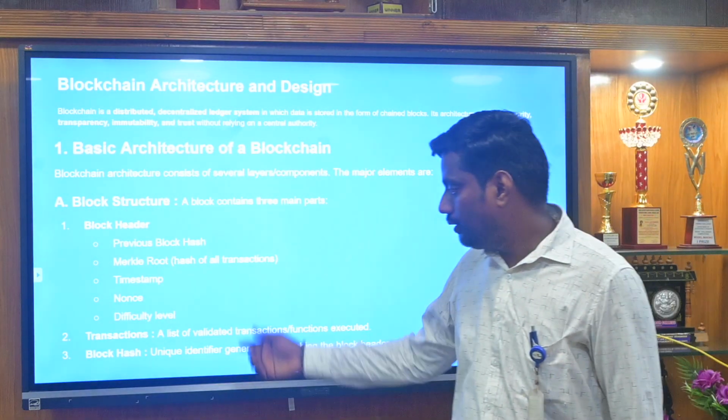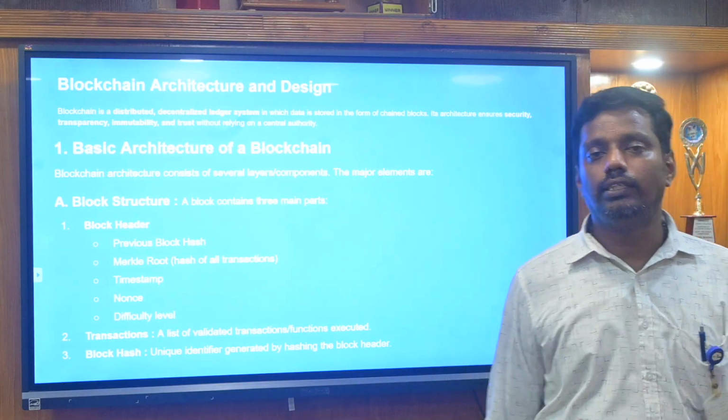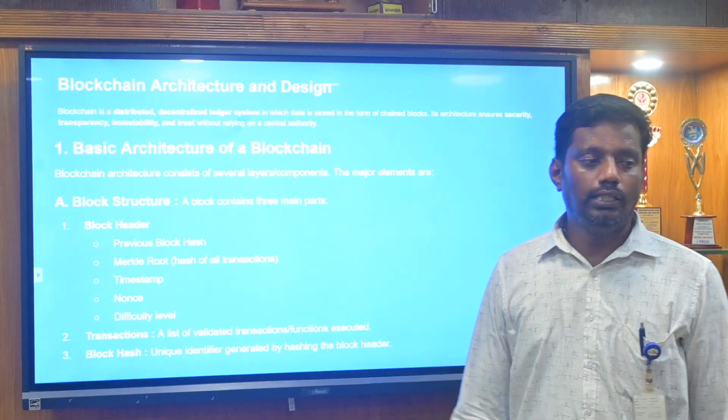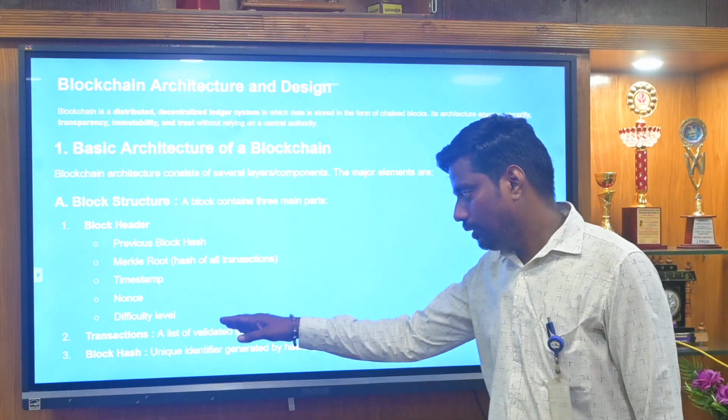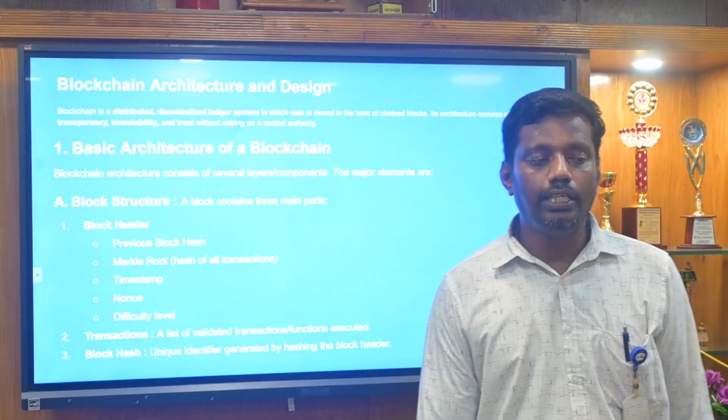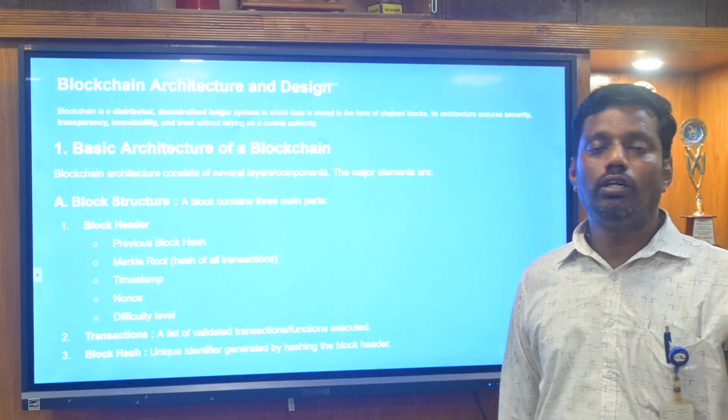When you take the transactions, a list of several transactions as well as functions is going to be executed in this transaction section. And the third one is the block hash. It is a unique identifier generated by hashing the block header.